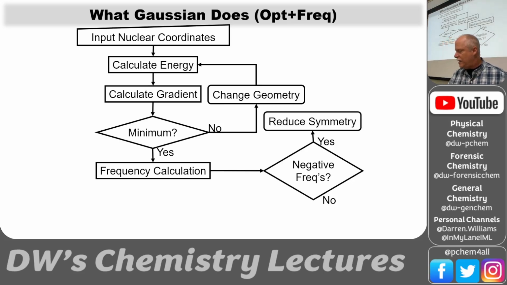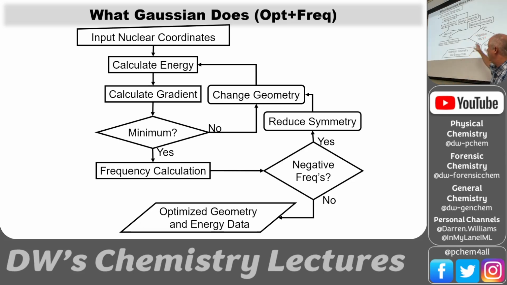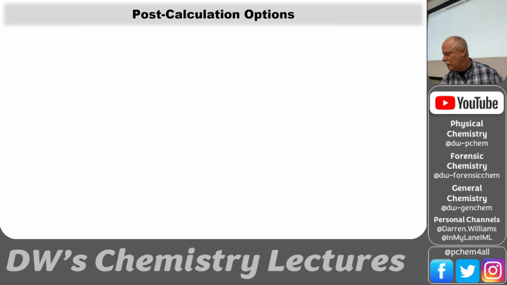This idea of negative frequencies is just sometimes you're at the top. So like if a bond is stretching or bending, you might be at the top of a potential energy surface and not at a minimum. If you're at the top, whereas the root, it's below, so it's a negative frequency, and we call those imaginary frequencies. So we would reduce that symmetry, go back into the geometry optimization calculation, and then once we have no imaginary or negative frequencies, we have the optimized geometry and energy data, and then we can go in and simulate the infrared spectrum or the Raman spectrum. The rest of this is just post-calculation options.